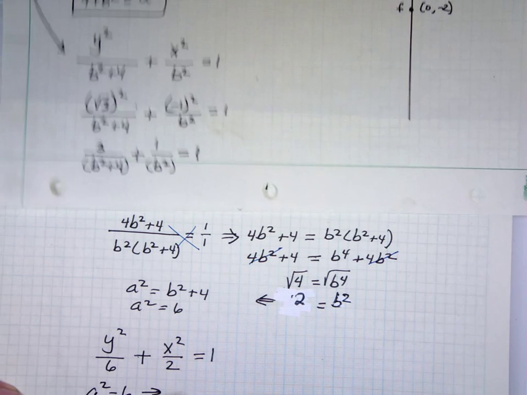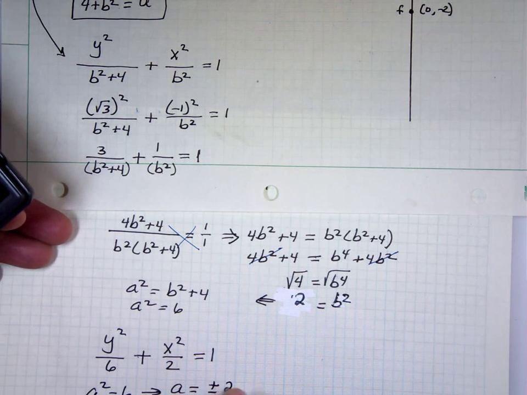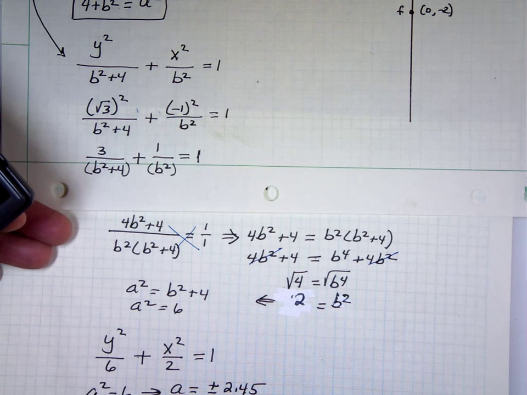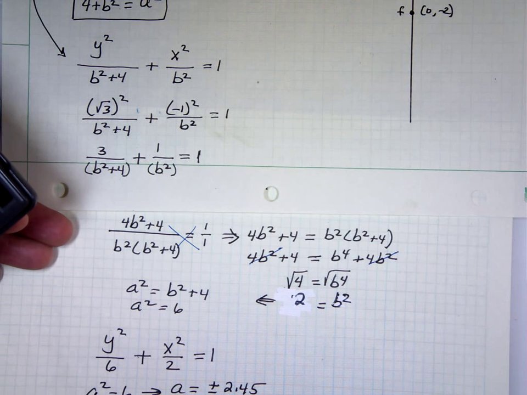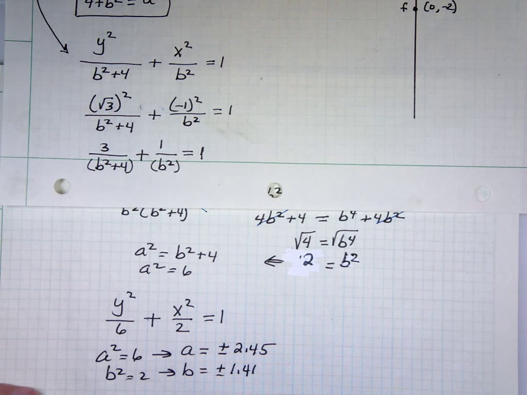A little bit over 2. Just a hair over 2. What is the square root of 6? 2.45, roughly. B squared equals 2. What's b? Plus or minus 1.43 or 42? 1.41. I'm ready for the graph.